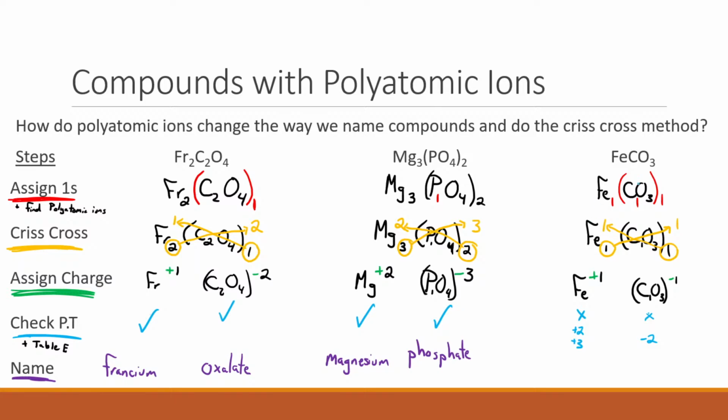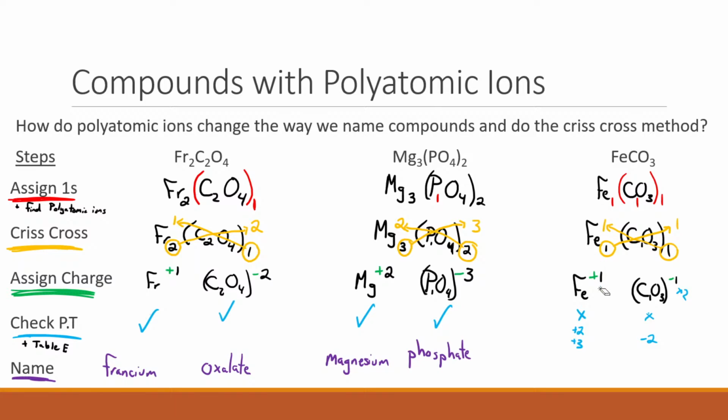Now remember, when things don't match the periodic table, if you hit this step and you're getting these don't match, we need to adjust them. We need to adjust both of these charges. We need to multiply them by the same number in order to make them match the table. In this case, carbonate only has one possible thing. I need to multiply this by 2, which means I also need to multiply my iron charge by 2.